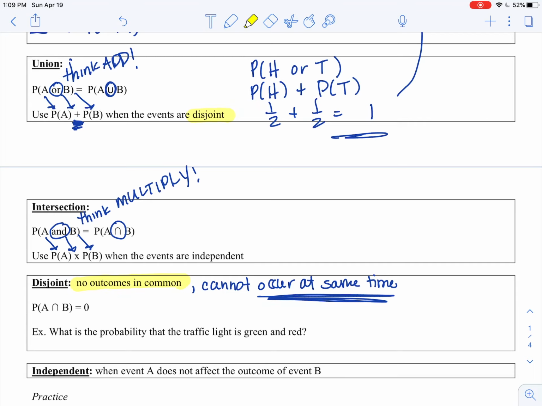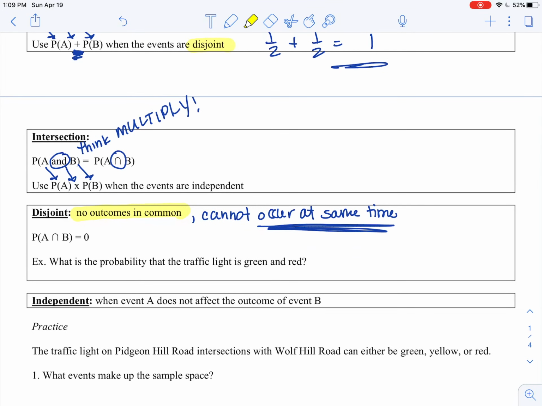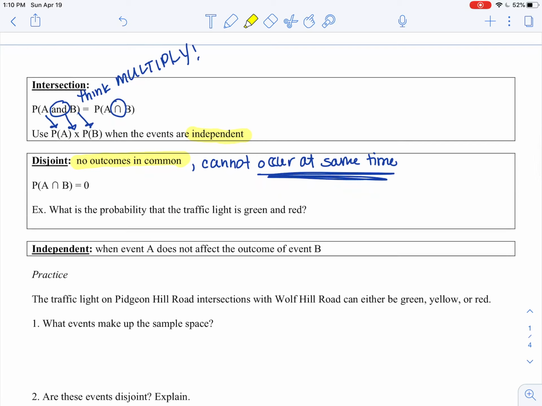Now, there is a keyword associated with this that has to be true in order for you to be able to multiply, or you're going to have to do something else, and that's the word independent. If you think about when somebody is independent, they don't lean on anybody else or they're not affected by anybody else. Well, that's what independent means in terms of probability. Event A does not affect the outcome of event B.